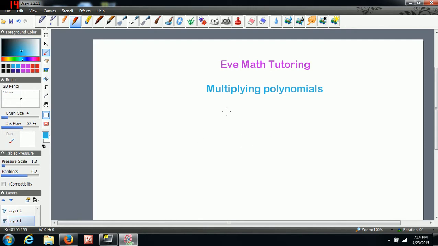Now before we talk about multiplying polynomials, I just want to show you that if you have a monomial and you're multiplying by a polynomial, like the following, you're going to take this and multiply it into both terms. So you're going to get 2x squared, and then this is going to become negative 6x cubed. Okay?